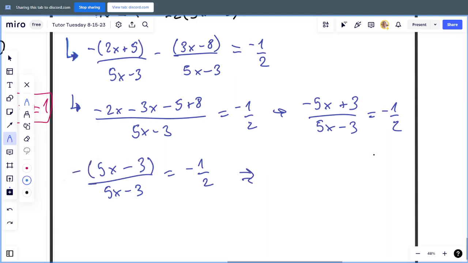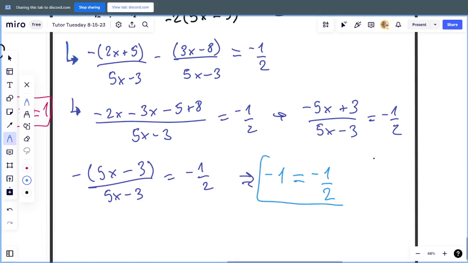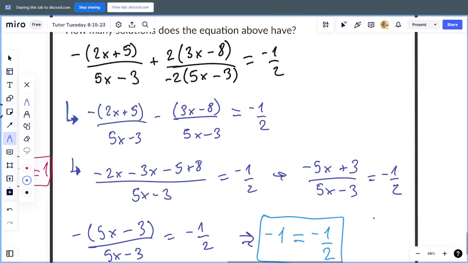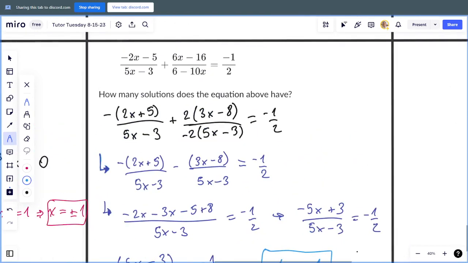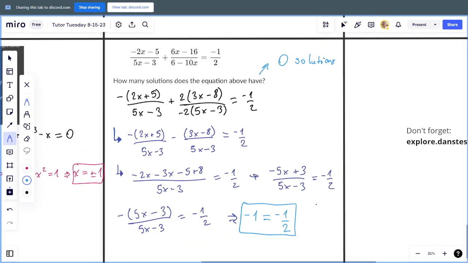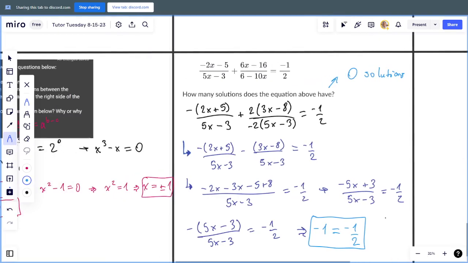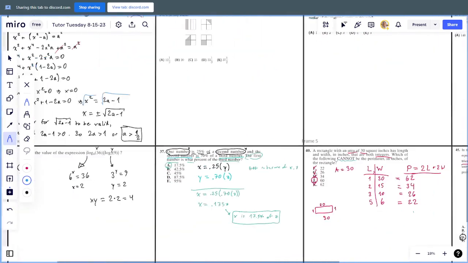Let me do this in a nice color. Negative 1 is equal to negative 1/2. I don't know. How many solutions do you guys think that is? Oh, I see Oliver already answered it 2 minutes ago. And he's right. Because this is an impossible statement. There's no way this is true. So based on that, we know that there are 0 solutions. If you wanted to verify, you could also graph it out in Desmos just to visually make sure. But yeah, 0 solutions.